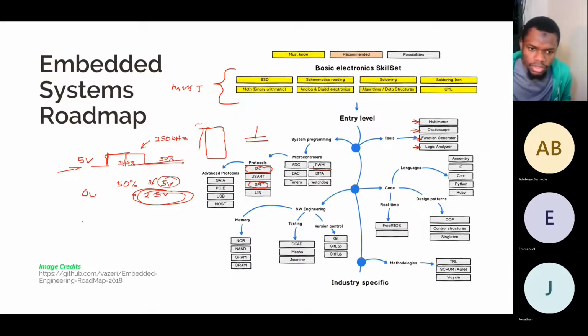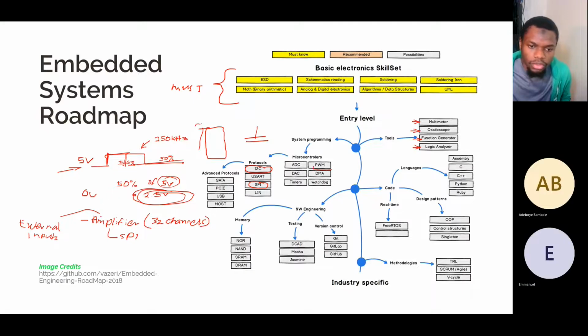So there's this project I'm working on. There's this amplifier, a standalone amplifier IC. It has like 32 channels. When you power this, the only way to talk to this amplifier IC is to use SPI. The amplifier is connected to some external inputs, right? And the only way to get data from this amplifier or to configure it is to use SPI communication. So that's just an example of how you use SPI to communicate with devices.